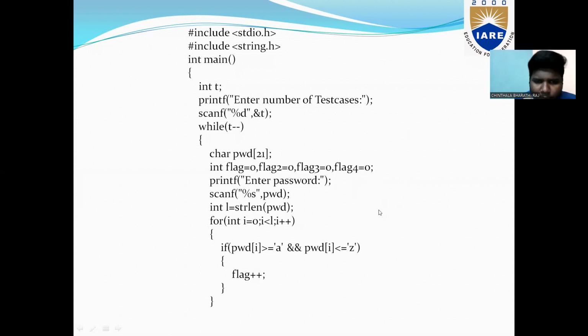Now we are entering a for loop. First we are declaring i equal to 0 initially, and i is less than l, where l is our password length, and i plus plus. We are entering the loop. We are taking if pwd[i] is greater than small a and pwd[i] is less than small z, then flag1 will be incremented.